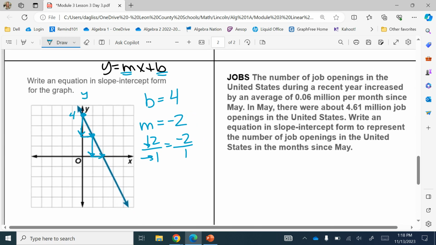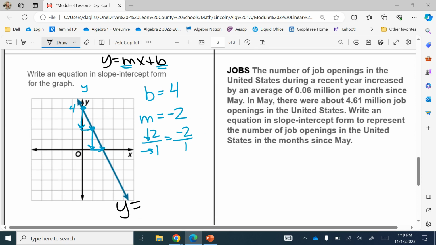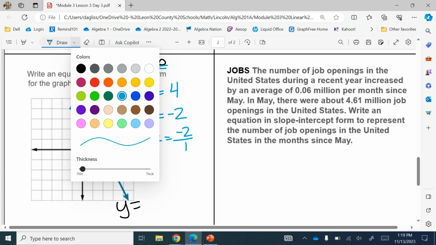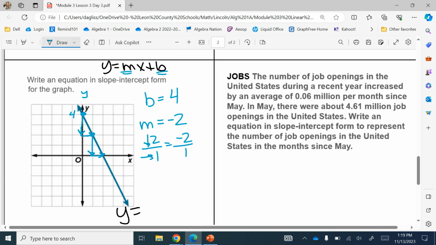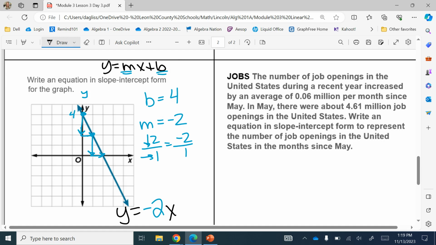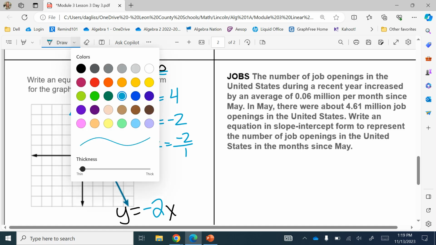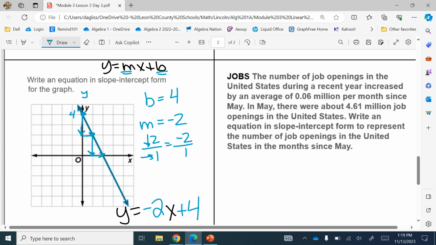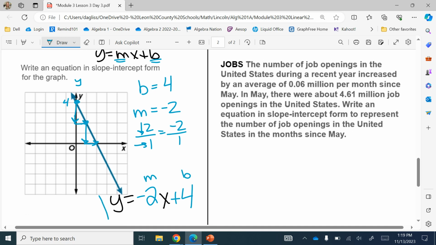So now we have the pieces to write our equation. It's going to be y equals, what's going to come first? Y equals negative 2. That's my m. X, and then what? And then my 4. Remember, this is my m. This is my b. So that is our final equation.